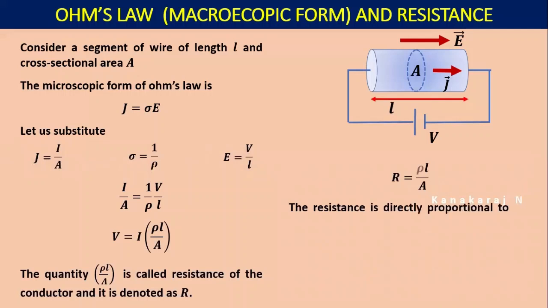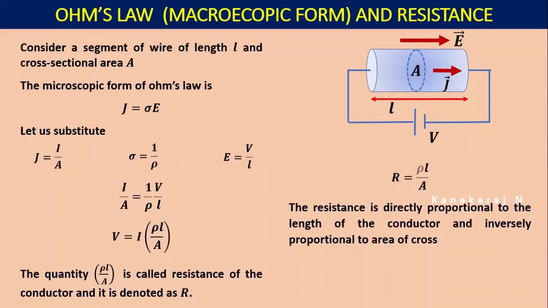As we know, rho is a parameter of a material. Then R is directly proportional to the length and inversely proportional to the area of cross section. The more the length of the wire, the more will be the number of collisions, the more will be the resistance. Then if the area of cross section is more, then more free electrons are able to flow, so less will be the resistance. The microscopic form can be written as, we replace rho L by A by R. So I can write V equals IR.